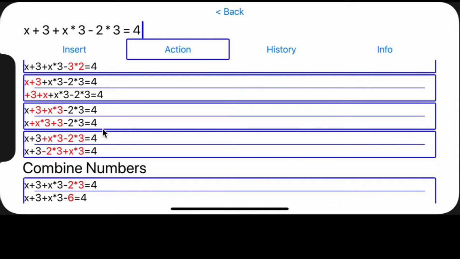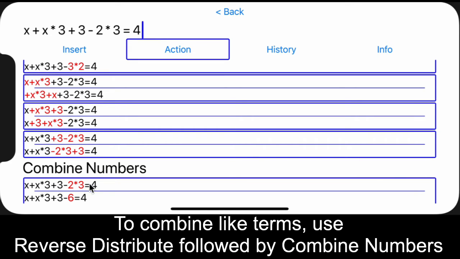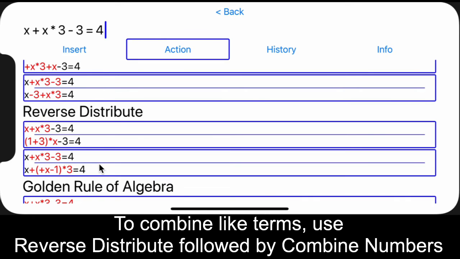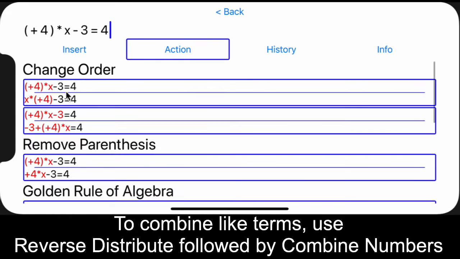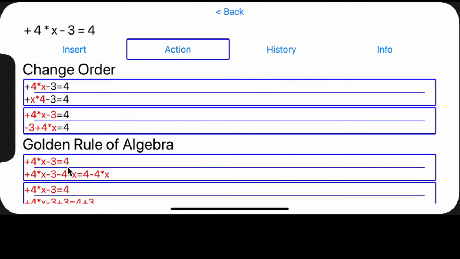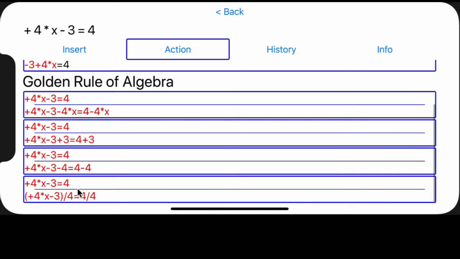Get the x terms next to each other by changing order. Let's combine those numbers. We need to combine the like terms. In order to do that, we need to use reverse distribute followed by combine numbers. Reverse distribute, combine numbers, remove parentheses, golden rule of algebra, moving the 3.